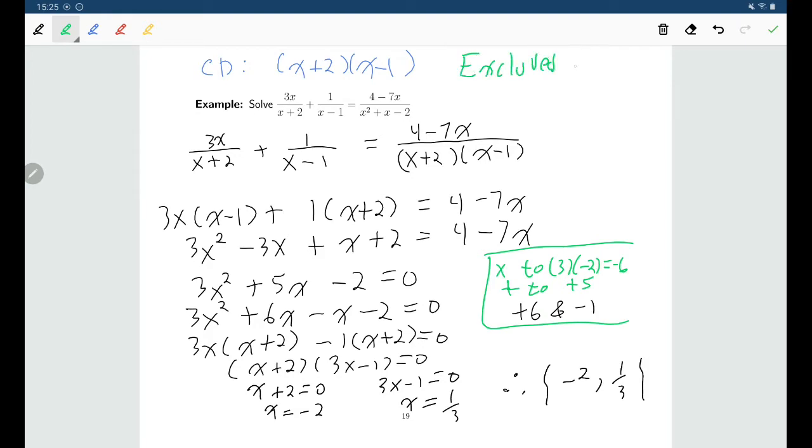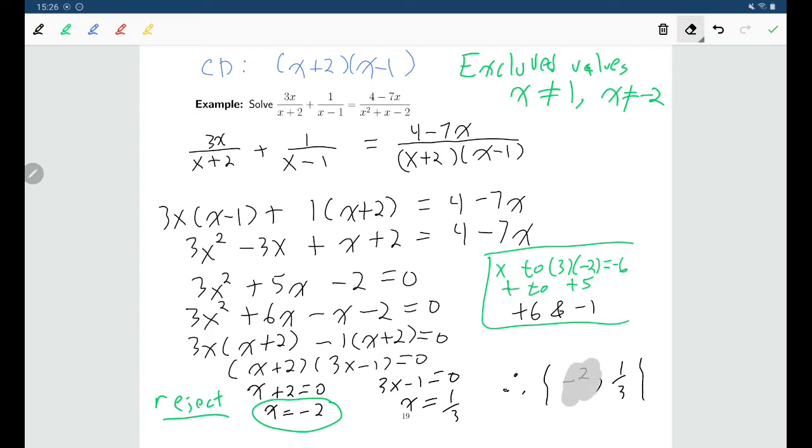So for excluded values, we know that x cannot be equal to positive 1 because that would make those x minus 1s 0. We also know that x can't be equal to negative 2 because those would make all those x plus 2s equal to 0. And so that means that when we found our two solutions, actually, one of them is extraneous. This one, x equals negative 2, we'll need to reject that solution because it's one of our excluded values.